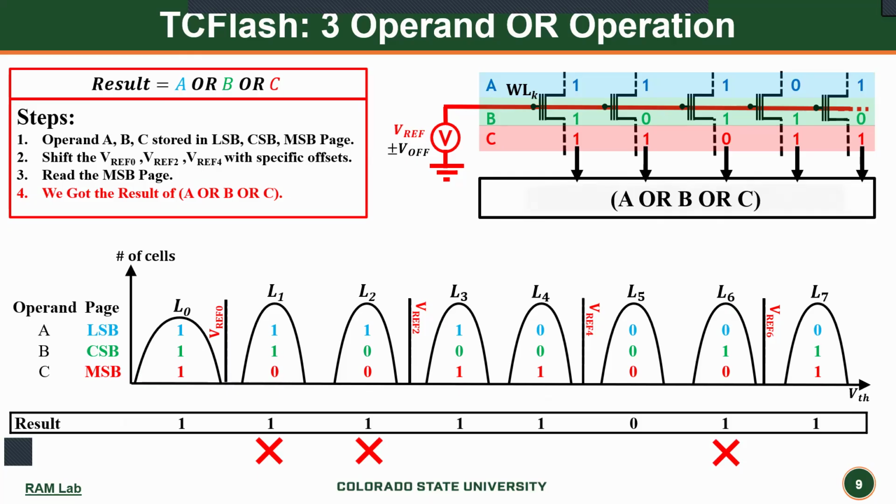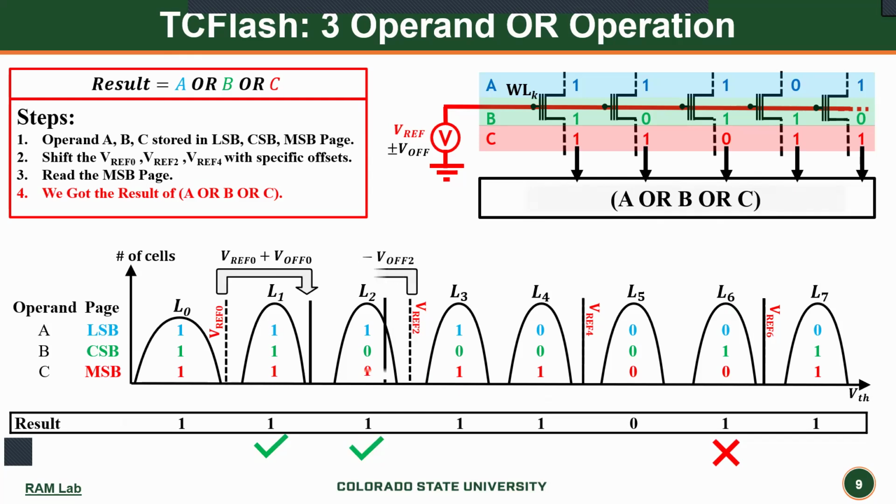And we know that if we change the reference voltages, we can change the interpretation of the data. So let's start with VREF0. The cell that has less threshold voltage than VREF0 is considered as 1, and the cells that have higher threshold voltage than VREF0 are considered as 0. But now, if we shift VREF0 with some offset, all the cells in L1 will also be considered as 1 because they are less than VREF0. In this way, we can represent the MSB read the same as our result.